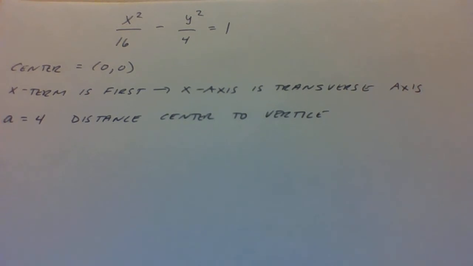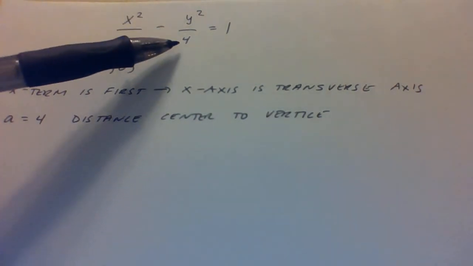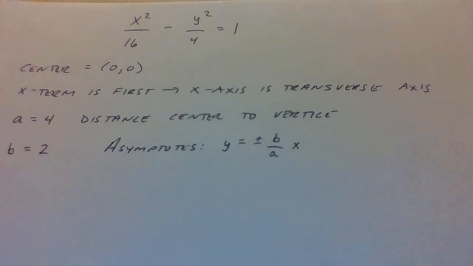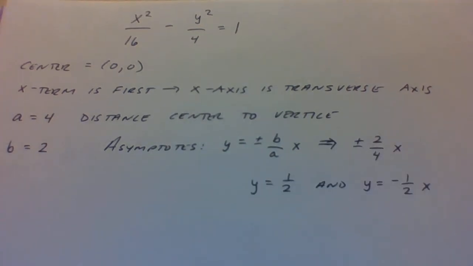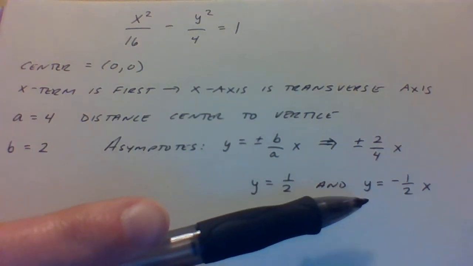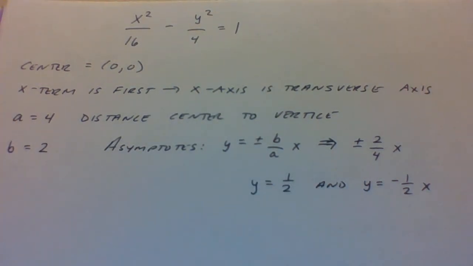We also know our b squared value is 4. That means b is going to be equal to 2. We're going to need that number when we go find the asymptotes. Remember that our equation for those asymptotes is y equals plus or minus b over a times x. Let's get those two equations. When we plug in our values of 2 and 4, we get y equals 1/2 x and y equals negative 1/2 x.